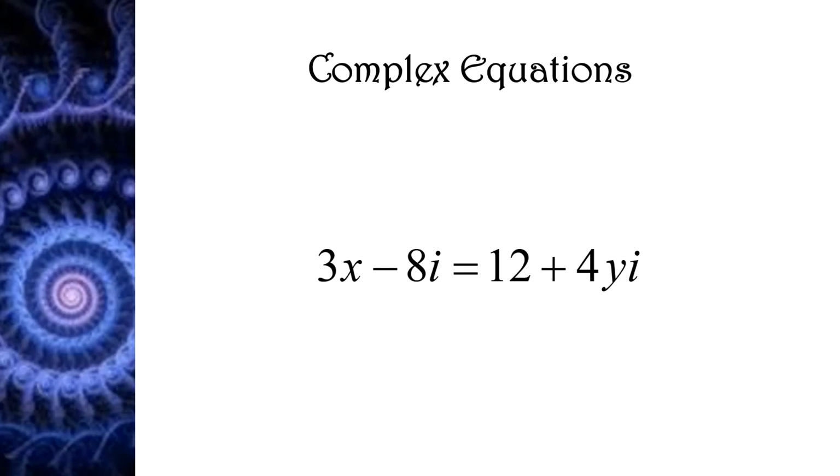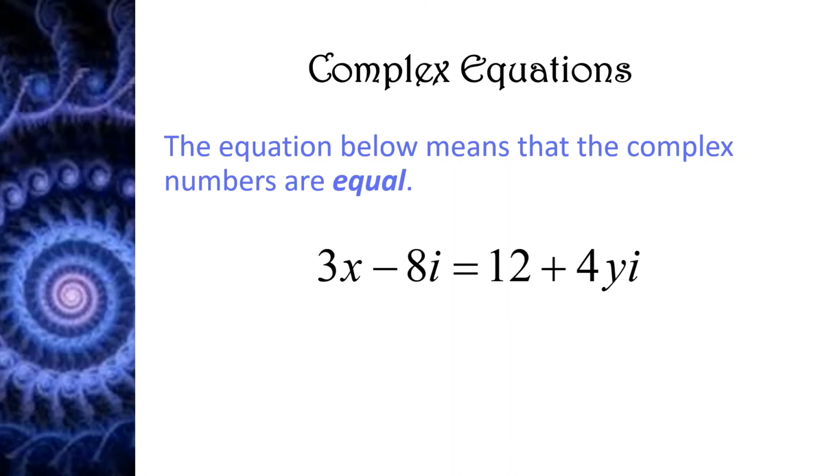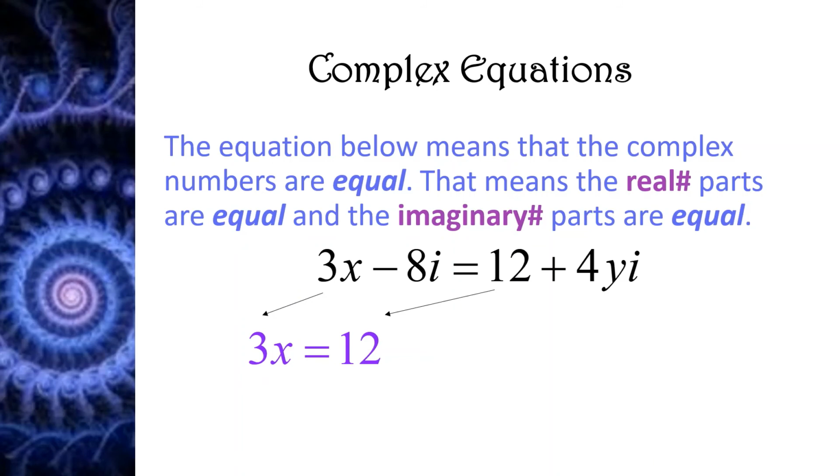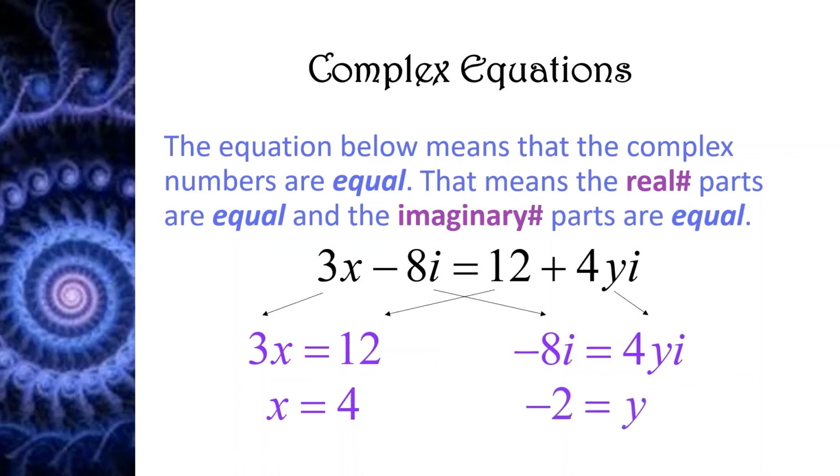And here's a complex equation. It means that the two complex numbers are equal. If that's true, the real number parts must be equal and the imaginary number parts must be equal. In other words, 3x must be equal to 12 and negative 8i must be equal to 4yi. And then we solve both equations for x and y. x would equal 4 after we divide by 3. y would equal negative 2 after we divide both sides by 4i.